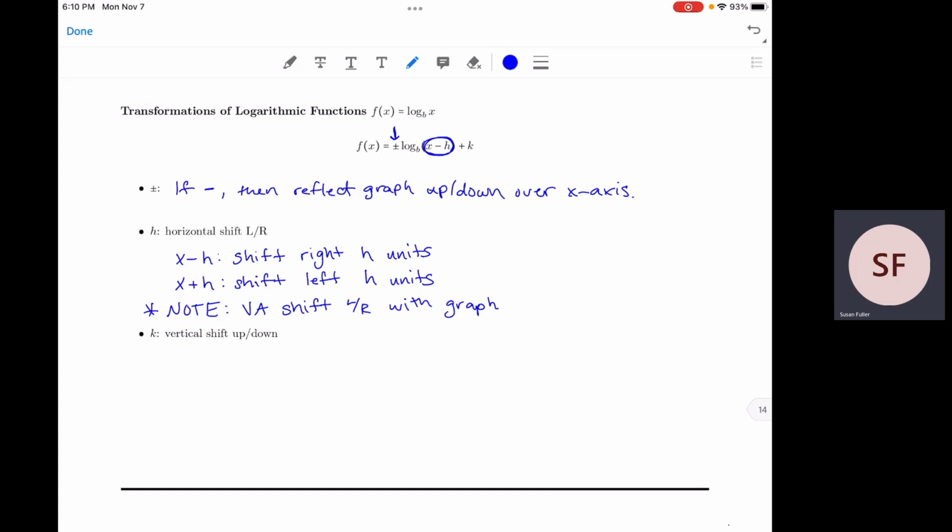And then the last transformation that we'll have here is caused by this plus k at the end. We might have a plus k or a minus k out there, but if we add or subtract to the outside of our function, that will shift us up and down vertically. If we have a plus k, that will shift us up k units. Again, if we add to the outside, this will go the way that we think it will. So plus k will shift us up. Minus k on the outside will shift us down k units.